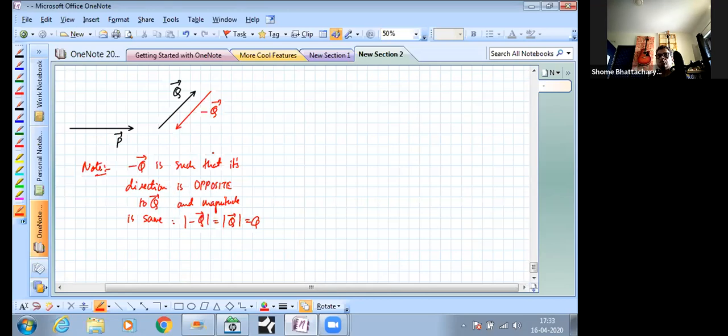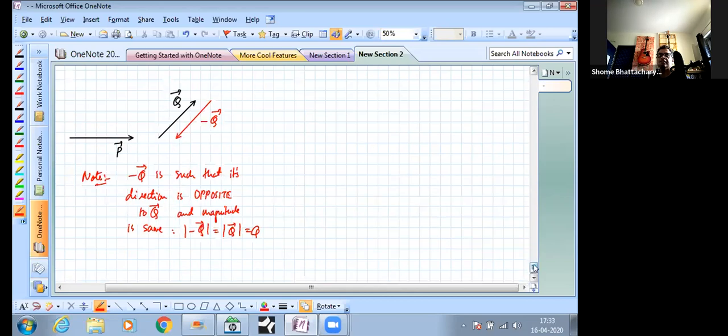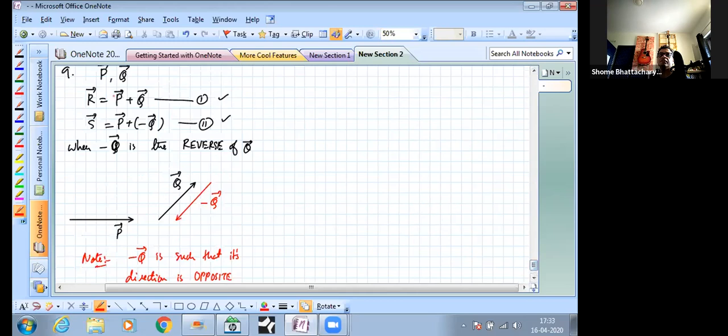Alright, so hope this concept is clear. This is the relationship between q and minus q. Now let's come back to what the question is saying. It's saying that if I add the vector p with the vector q, that gives me the vector r, whereas if I add the vector p with the vector minus q, then it gives me this vector s.